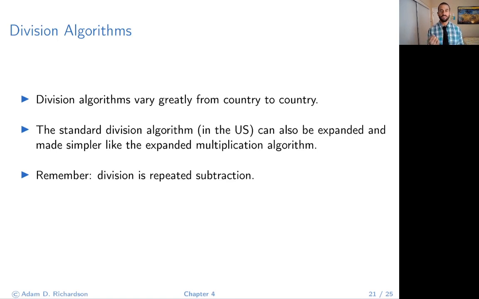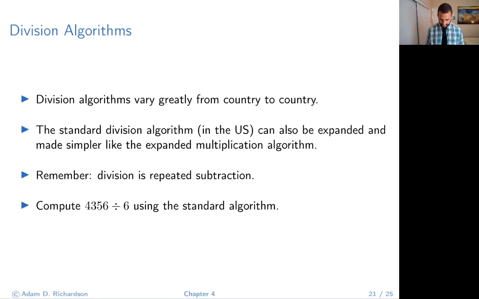And we actually saw this in a video from chapter 3, I believe, lecture 3B, where we saw some students using that subtraction algorithm. And we're going to do it here, but we're going to see just how robust that representation is. So let's do this first. Let's use this as a motivating example. Let's compute 4,356 divided by 6 using the standard algorithm.